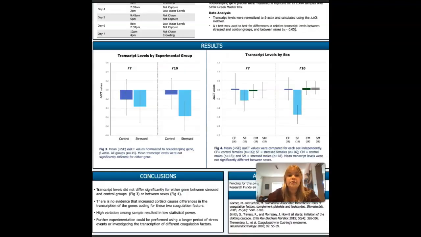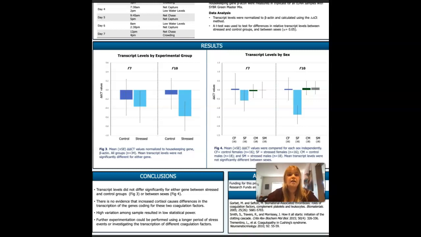Figure 3 on the left shows the transcript levels by experimental group. Mean plus or minus standard error of the normalized delta CT values can be seen for both the control and stress groups, on the left for factor 7 and on the right for factor 10. Stressed and control groups for each gene had sample sizes of 34. For factor 7, mean transcript levels of the control group was -0.211, and for stressed groups, -0.367. And in factor 10, -0.1 for control groups and -0.576 for stressed groups. A t-test showed no statistically significant difference in transcript levels for either F7 or F10 between control and stressed groups.